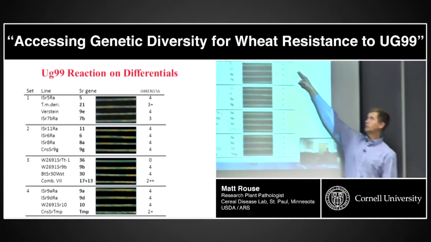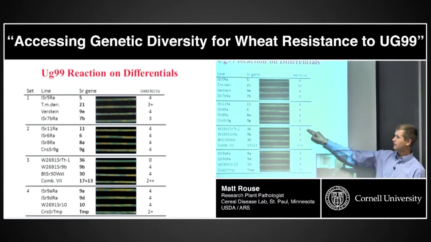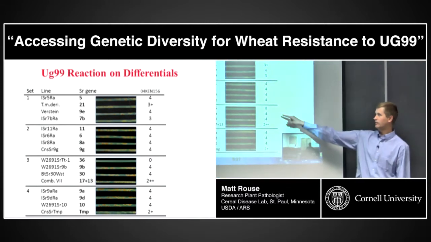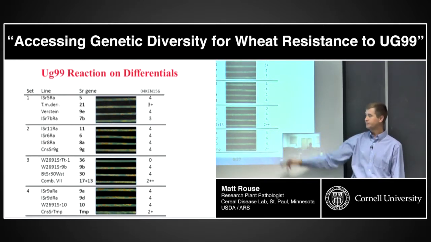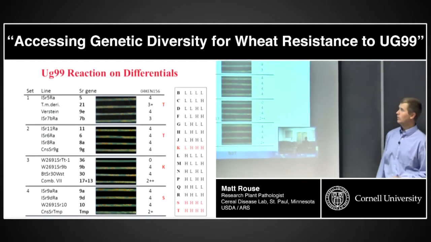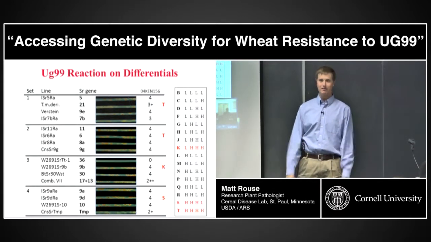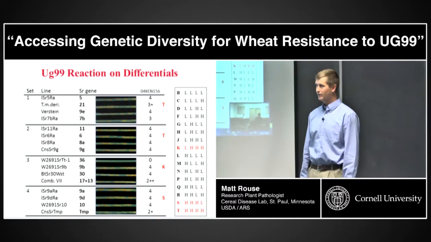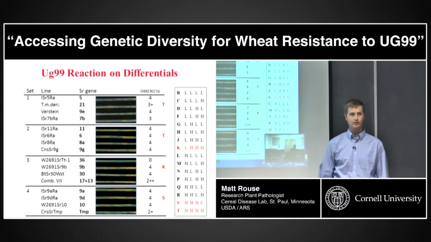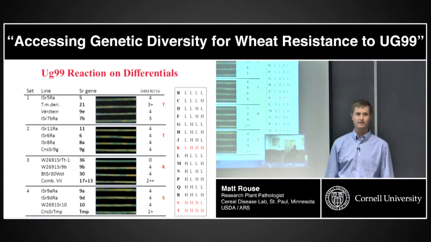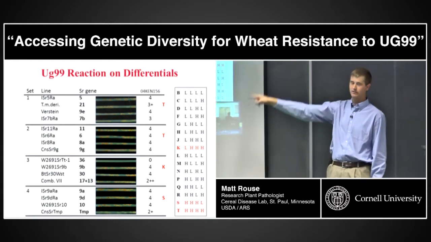This is the isolate name for this particular isolate, so 04, 2004 Kenya, and then the number. You see there are only a few lines that are actually resistant. Sr36 is very effective against this isolate, also SrTmp. In this set, we can actually classify the race phenotype. We have this nomenclature system that I'm going to talk about for a minute or so, just because I think it's important for the rest of the presentation. The race phenotype of this isolate is TTKS. The isolate name is 04KEN156, and the race name is TTKS. We come up with this race name based off of the reaction to these differentials.